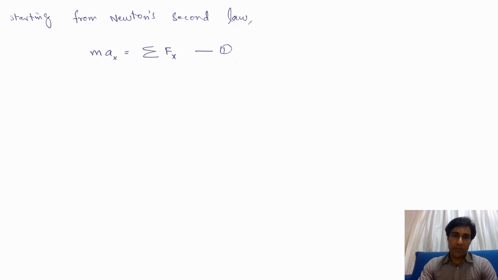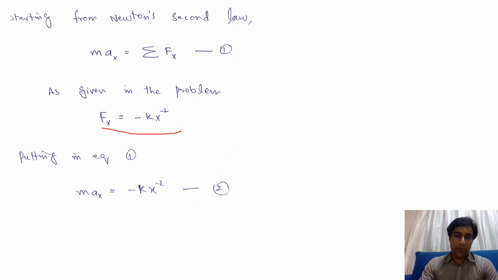So we will start from Newton's second law, which is m a_x equals the summation of F_x. This is a one-dimensional case. As given in the problem, F_x is equal to minus k over x squared. Putting this in equation 1, we will get m a_x equal to minus k over x squared. This is equation 2.